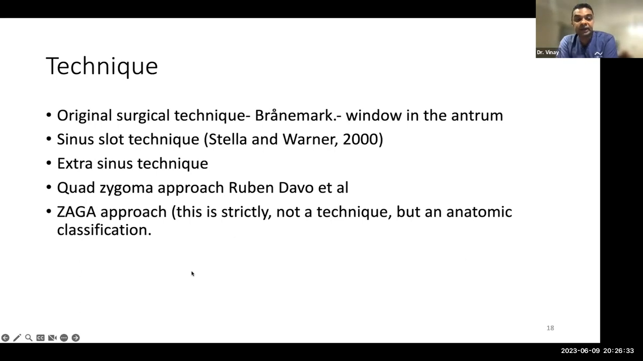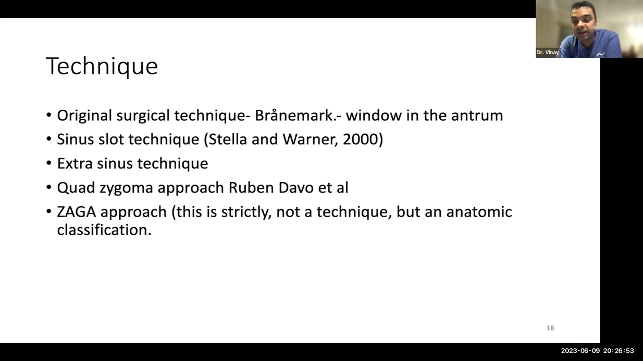Well, techniques. You have the original surgical technique by Brånemark, where you have a window in the maxillary antrum on the lateral surface of the maxilla. And often Brånemark says that you can push the sinus membrane inside instead of perforating it, but make a large window so that you can adequately visualize a zygomatic implant going in.